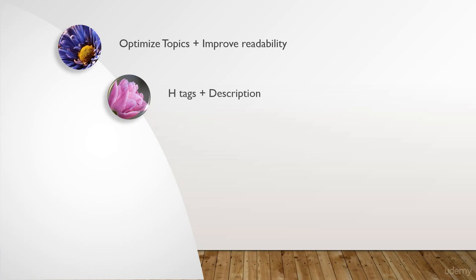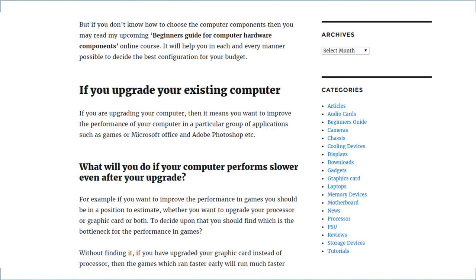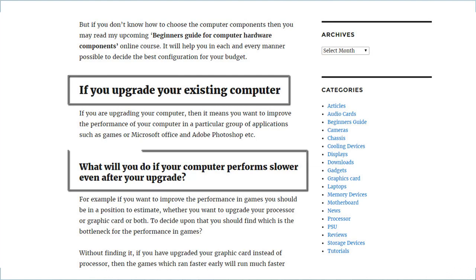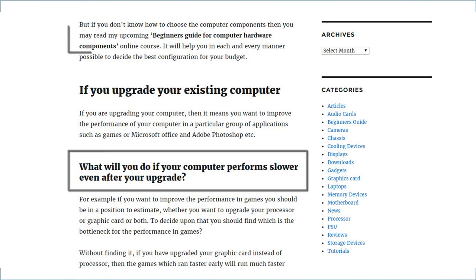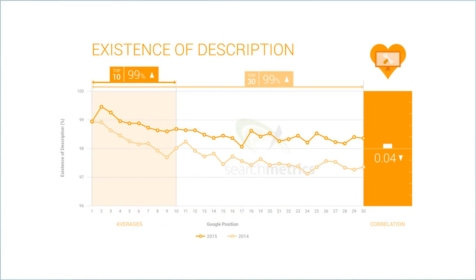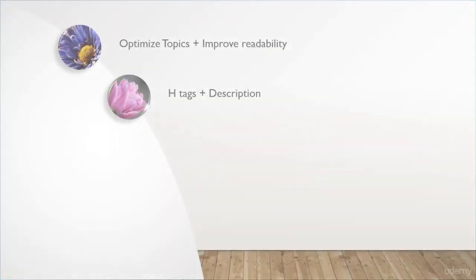Next comes headings and description. Search engines expect the existence of headings inside your content. For example, instead of just increasing the text size for headings or making them bold, you should assign H1, H2, and H3 tags for headings, subheadings, and minor headings respectively. Also, they expect you to give a separate meta description in WordPress excerpts.